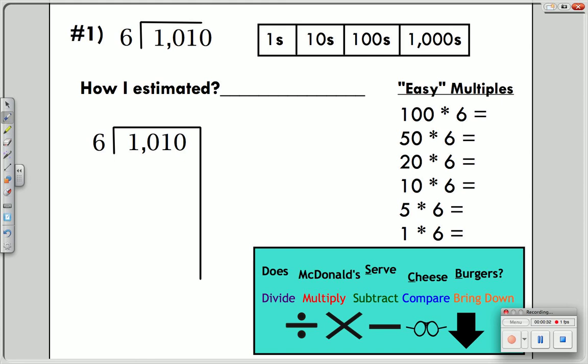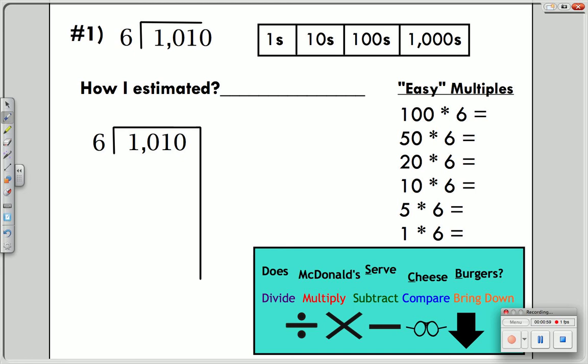Now you'll notice I've got a big blue rectangle on the screen as a way to help remind you what steps go when for the Does McDonald's serve cheeseburgers method. So take a look at the problem. First of all, number one, we need to make a magnitude estimate. Now remember, a magnitude estimate is making an estimation of where the number is going to be. So the quotient will be, is it going to be in the ones, the tens, the hundreds, or the thousands?